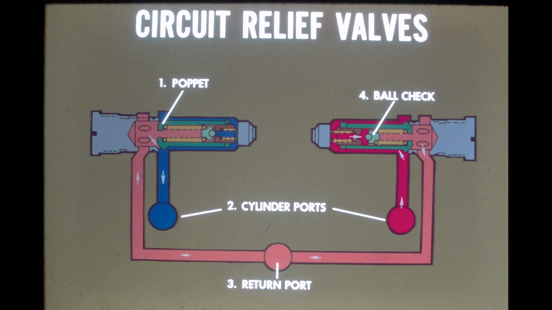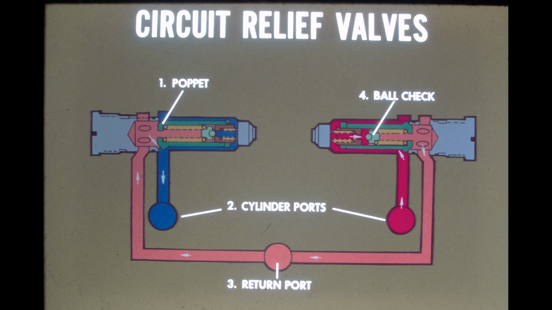Shown here are the circuit relief valves. The pressure acting upon the right relief valve is above the 3,500 psi setting. The pressure has moved the ball check and compressed the larger spring. This allows the excess oil to flow out of the cylinders into the return passage. This will cause the pressure in the return passage to increase.